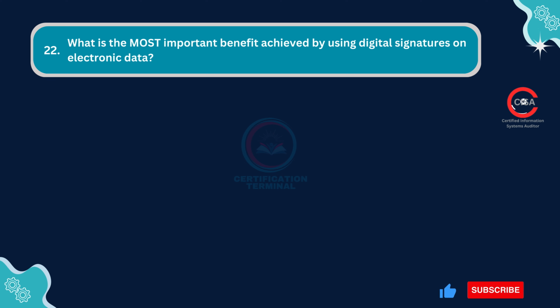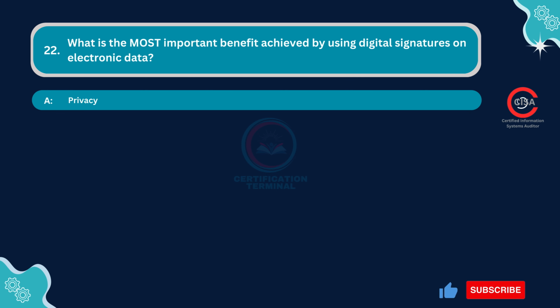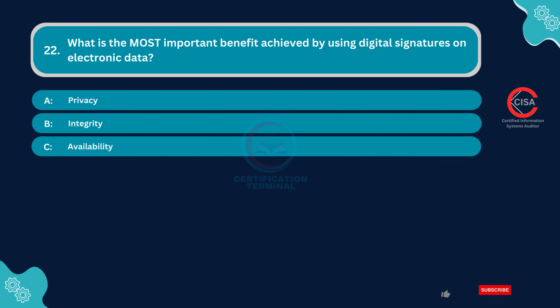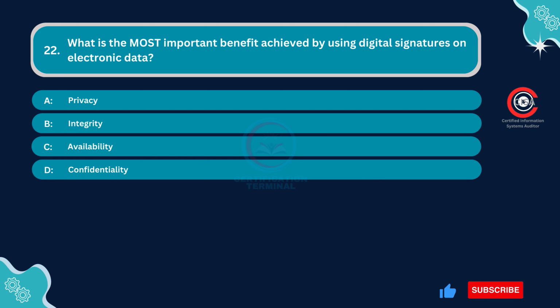Question number 22. What is the most important benefit achieved by using digital signatures on electronic data? Option A, privacy. Option B, integrity. Option C, availability. Option D, confidentiality. The correct answer is Option B, integrity.